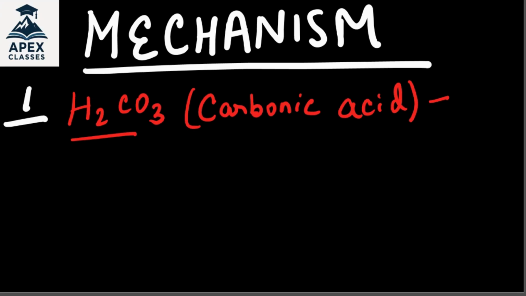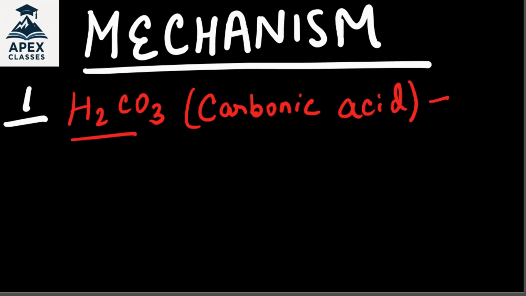So if we want to know the mechanism of how these carbonate, sulfate ions are formed, we must know some acids, their names and their chemical formulas. So let's start with that. The very first acid is H2CO3, which is called carbonic acid.